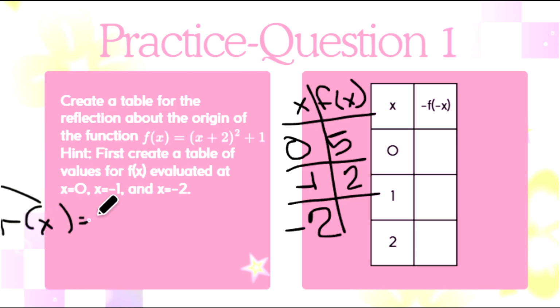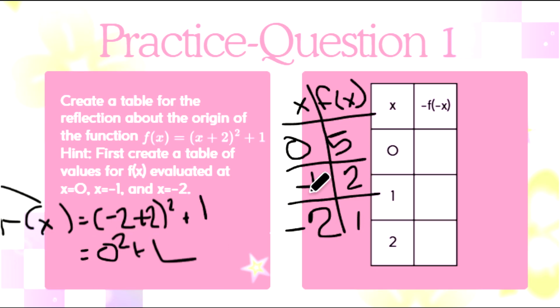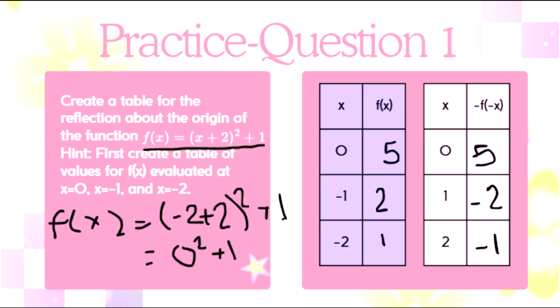f of x is equal to negative 2 plus 2 squared plus 1. Negative 2 plus 2 becomes 0. 0 squared is 0, plus 1 is 1. Now guess what? This one's really easy because we just flipped the sign, so it's negative 5, negative 2, negative 1. And that is your final answer. This is a negative.